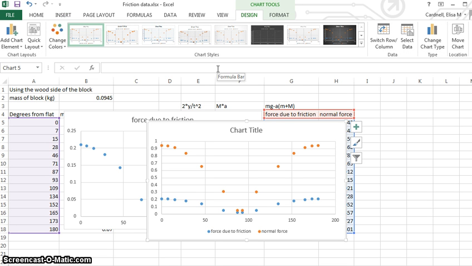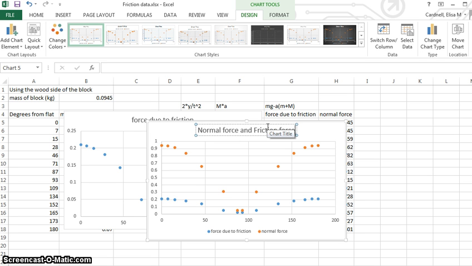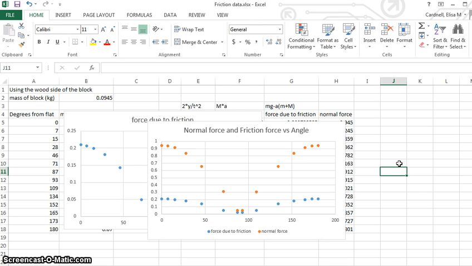So now the orange one is the normal force, and the force due to friction is in blue. And the orange one now looks an awful lot like that blue one did before. This doesn't have a title, so let's call this normal force and friction force versus angle. So to me, that looks an awful lot like those are both related to the cosine of the angle.